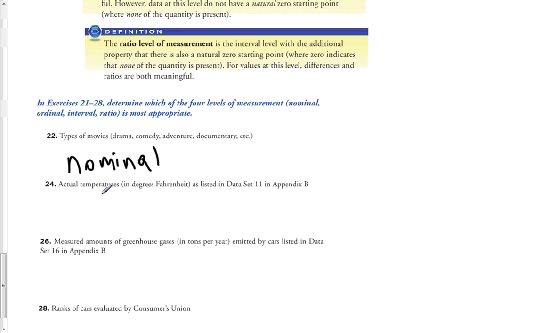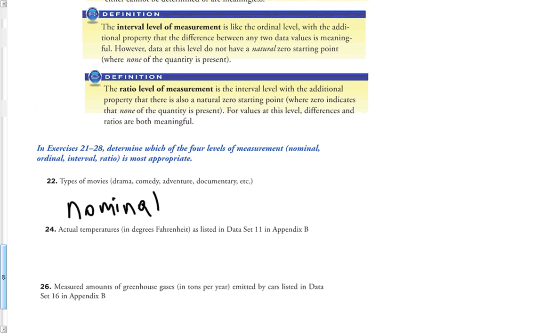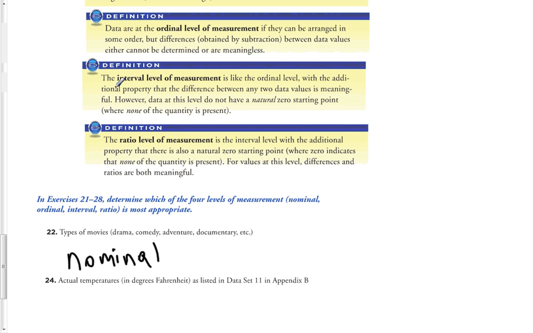Okay, now 24. Actual temperatures in degrees Fahrenheit. Well, you see, temperature measures how much heat there is in an object. And in this case, we have at least an interval level of measure because if we subtract 100 degrees from 50 degrees, we know that 50 degrees is 50 degrees less than 100 degrees. So the difference is meaningful somehow.